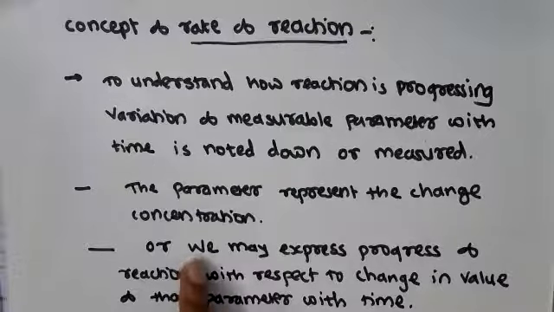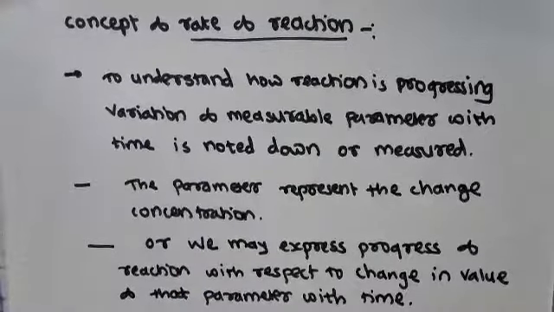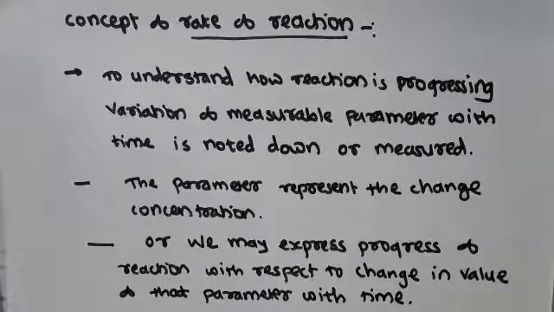And therefore, either by measuring the variation of the concentration of reactant with time, or concentration of product with time, or concentration of pressure with respect to time, or variation in the value of a measurable parameter related to concentration with respect to time, we can note down the progress of reaction, we can understand the progress of reaction, and thereby we can determine the rate of reaction.